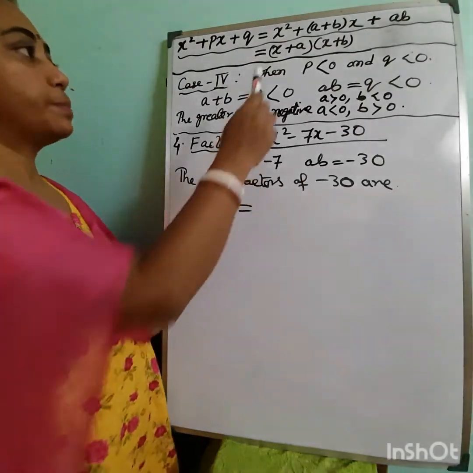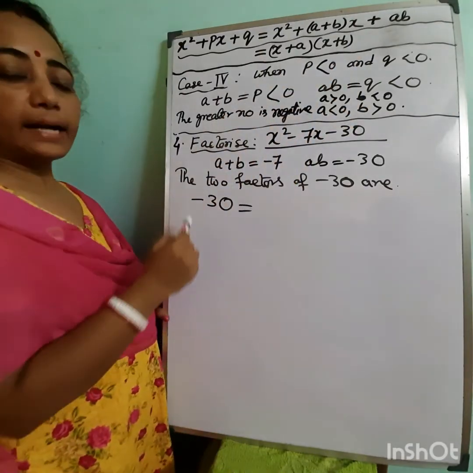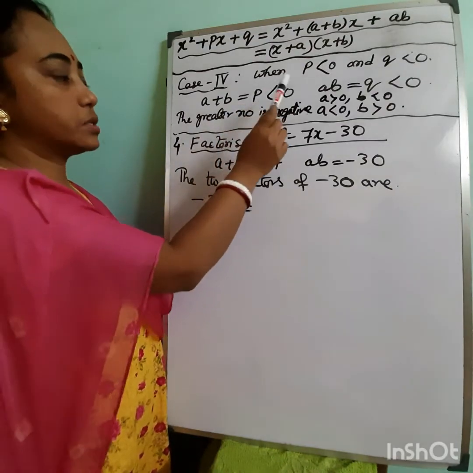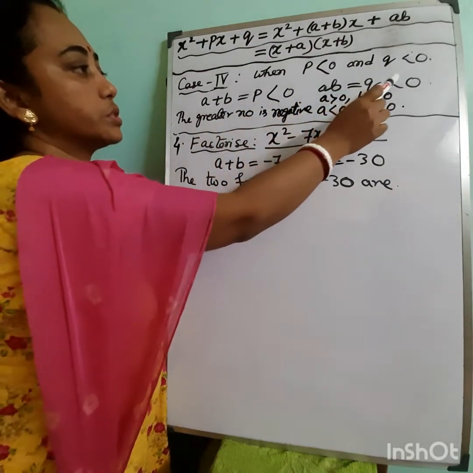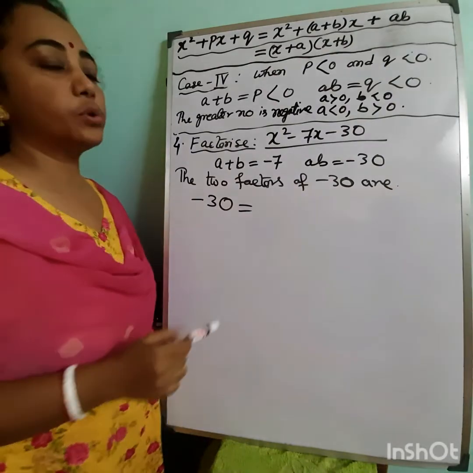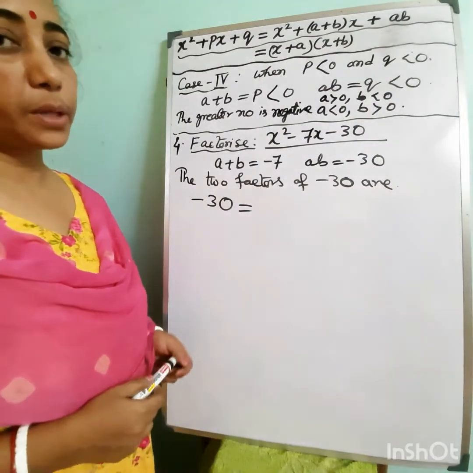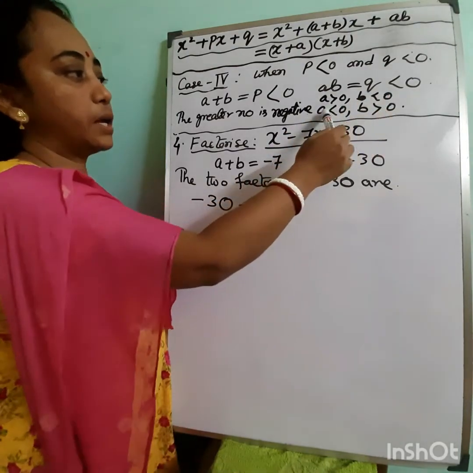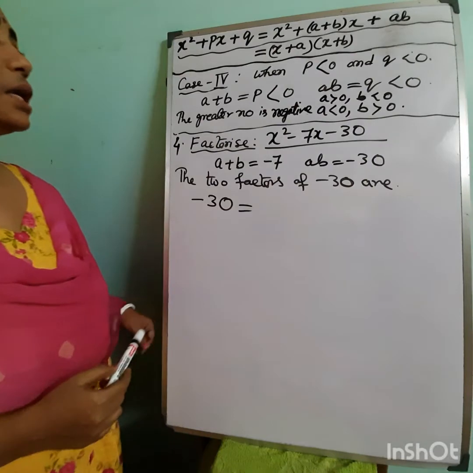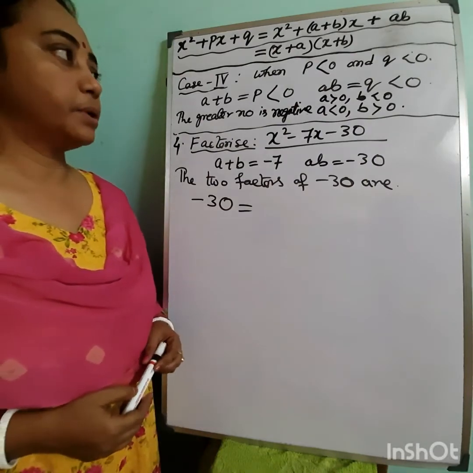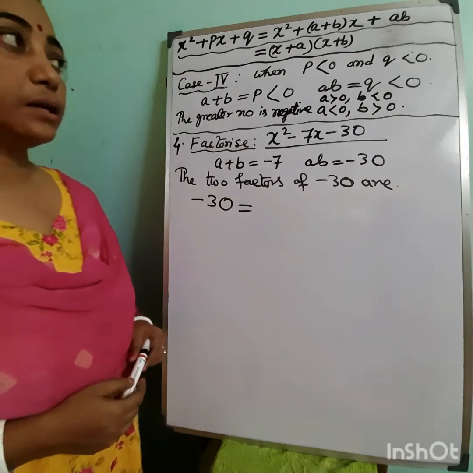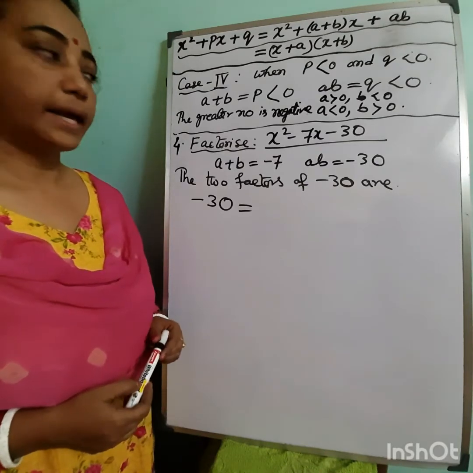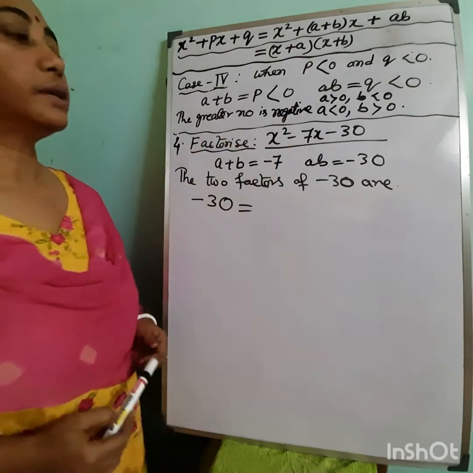Consider another case when p is negative, q is negative. In that case, we consider two numbers a and b such that a plus b is equal to p, which is negative, and ab is equal to q, which is also negative. So we know the product of two numbers is negative, that means one of them is negative, another should be positive. So a greater than 0, then b less than 0. If a less than 0, then b greater than 0. Now the sum of two numbers is also negative. So here we should take the greater number as negative, so that we get their sum as negative. So the greater number should be here negative.